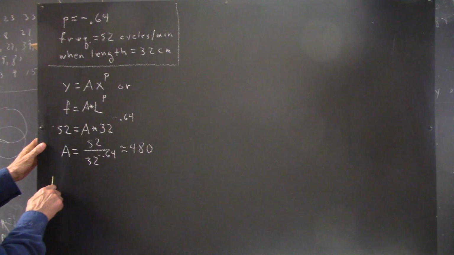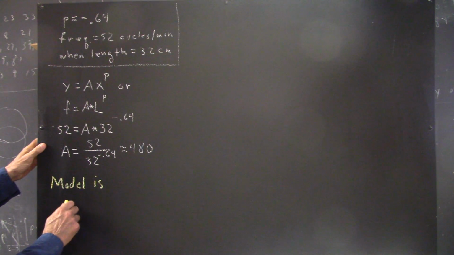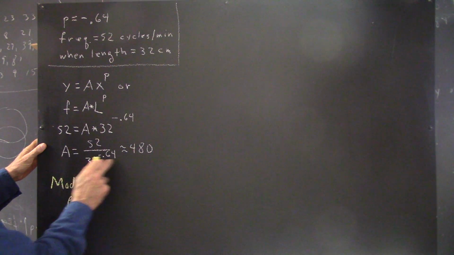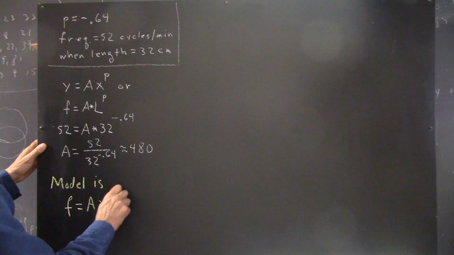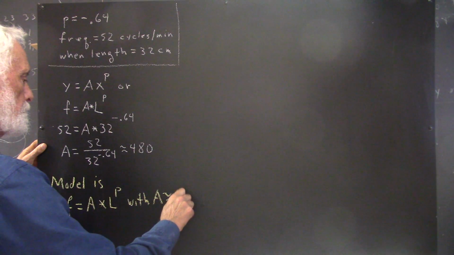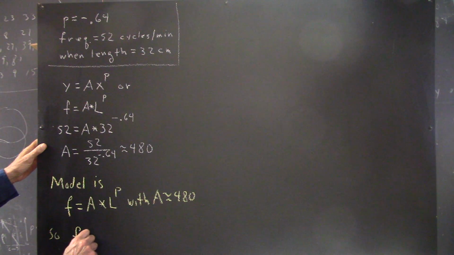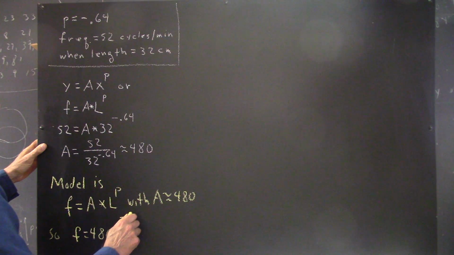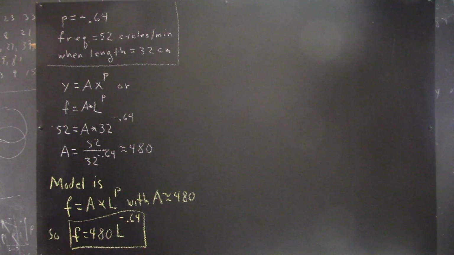So that our model now, change colors to emphasize that we have something here. F equals A times L to the P with A equal 480. So here is our model.